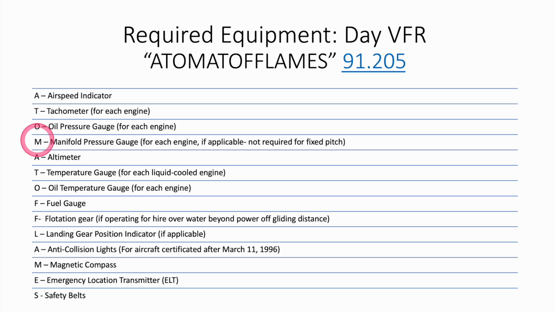Manifold pressure gauge for each engine. So manifold pressure is going to be on constant speed propellers. It does not apply to you with a fixed pitch propeller. Altimeter, temperature gauge for each liquid cooled engine. Again, we have an air cooled engine, so this one does not apply. Oil temperature gauge, fuel gauge, flotation gear if you're operating for hire over water beyond a gliding distance back to the runway, or back to basically the shoreline.